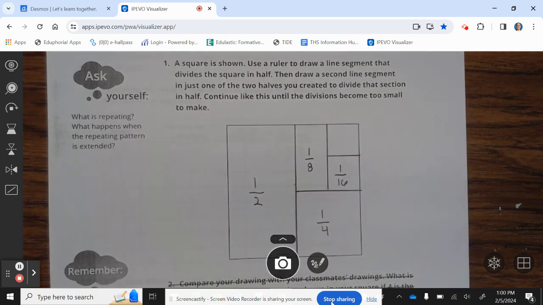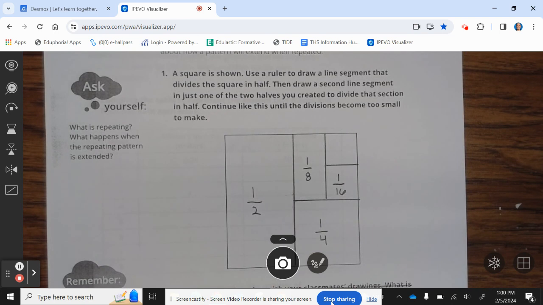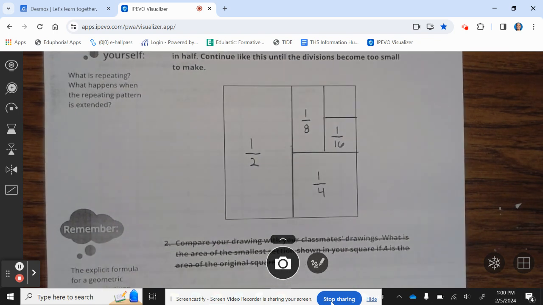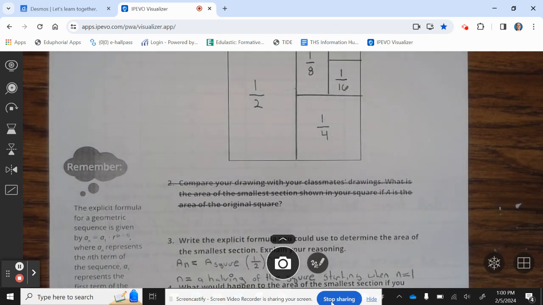1. A square is shown. Use a ruler to draw a line segment that divides the square in half. Then draw a second line segment in just one of the halves you created to divide that segment in half. Continue like this until the division becomes too small to make. All right, go ahead and complete that. All right, go ahead and mark out 2.